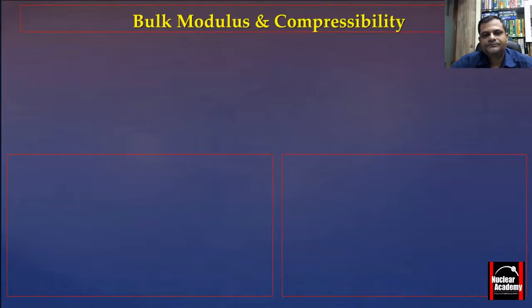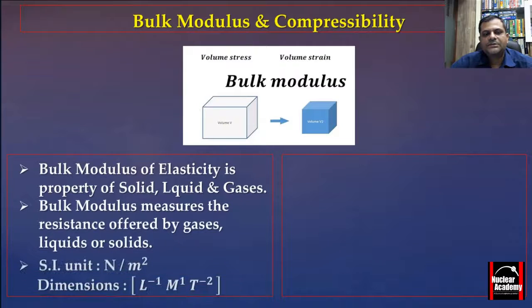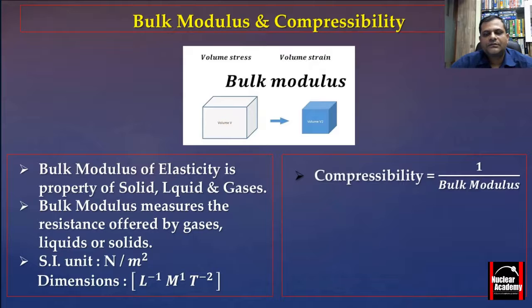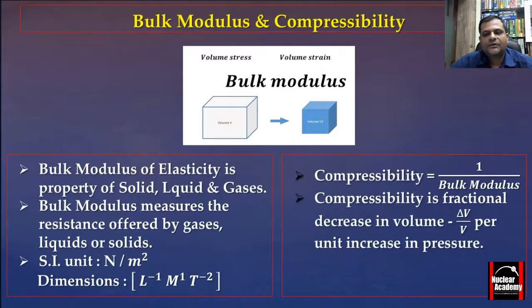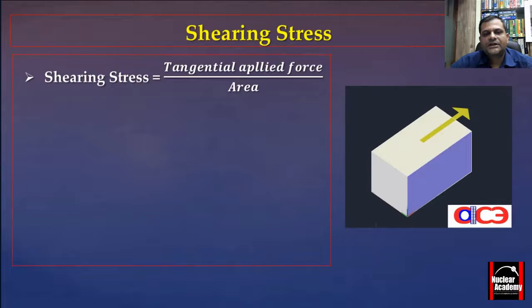Next is about bulk modulus and compressibility. Basically, compressibility is defined as the reciprocal of bulk modulus. 1 upon bulk modulus is the formula for compressibility, which can be derived by just inverting the formula for bulk modulus, and its dimensions and units can also be seen to be the reverse of those of the bulk modulus. Next is about shearing stress, which is defined as the tangential force applied per unit area.